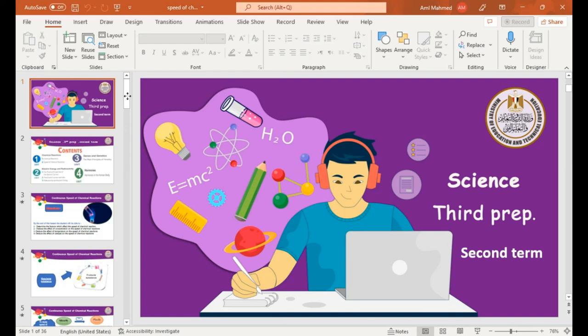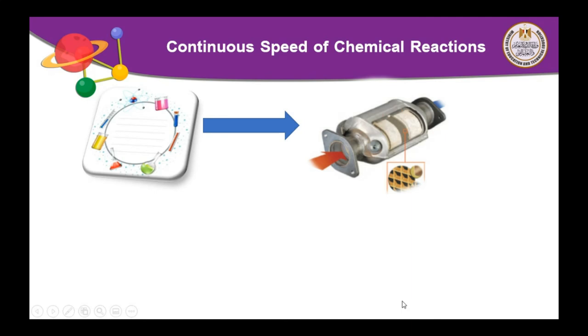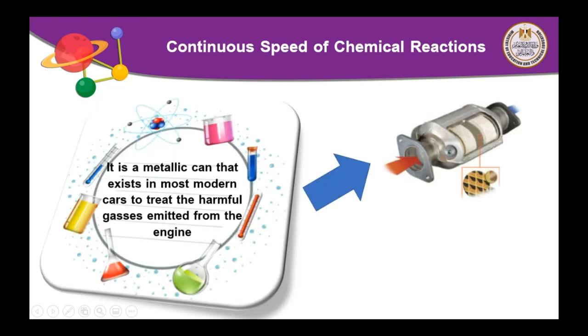What is the structure of catalytic converter? We agreed here, number 1, catalytic converter. It is a metallic can that is found in the modern car and is used to treat the harmful gases that come from the engine or the car engine. So this is the catalytic converter. Its function: what is the function of catalytic converter? First, what is it? It is a metallic can that exists in most modern cars to treat the harmful gases emitted from the engine and it changes them into harmless gases.